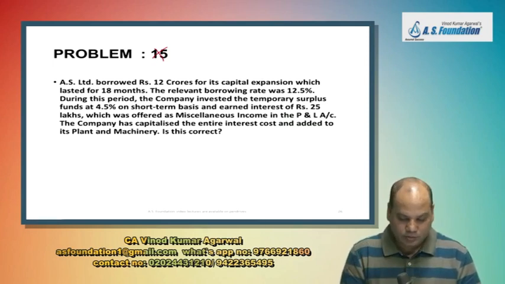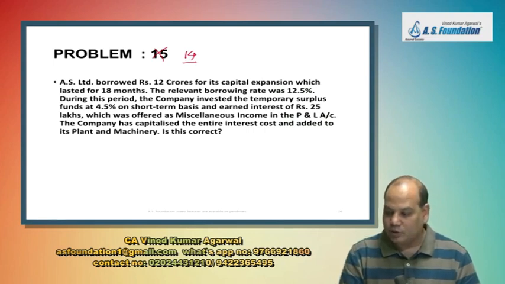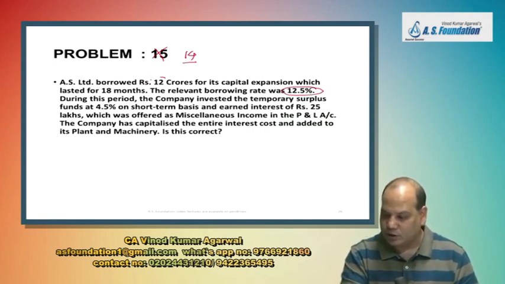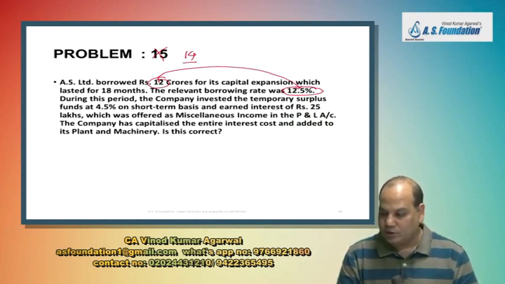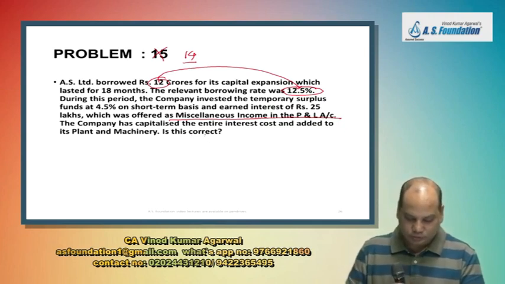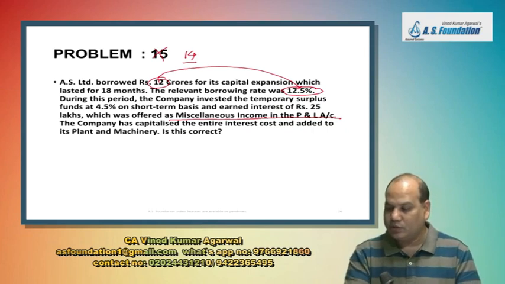The relevant borrowing rate was 12.5%. Calculate 12 into 12.5%. During this period, the company invested the temporary surplus funds at 4.5% and earned interest of 25 lakh and offered as miscellaneous income in the P&L account. Very wrong. Company has capitalized the entire interest cost and added to its plant and machinery. Is this correct? No.